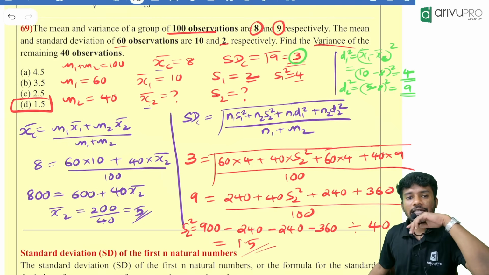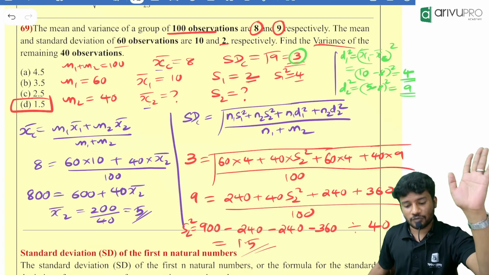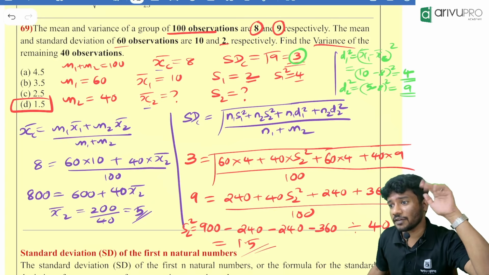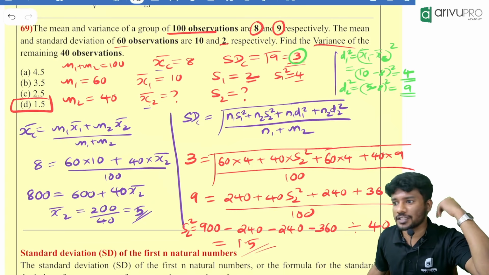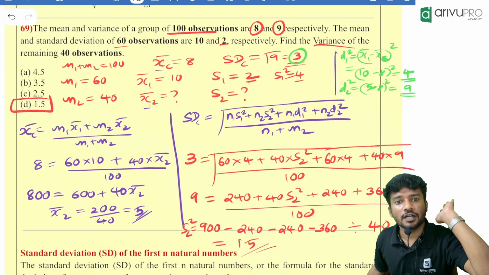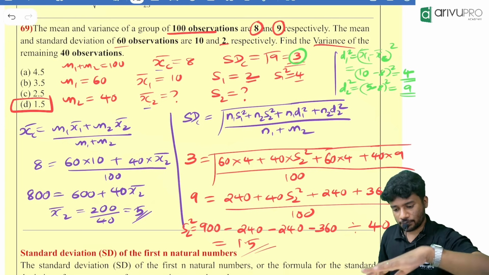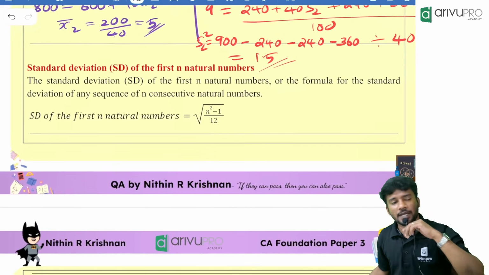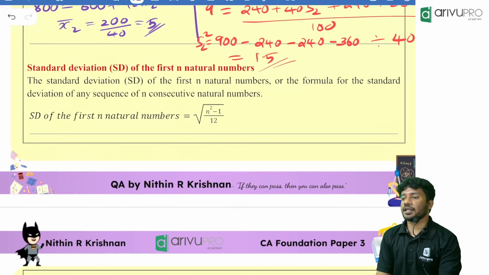Any doubt about what we did? We did nothing. We just did the combined standard deviation formula and we found one of the missing standard deviations. That's what we did over here. Got it, everyone? Now a shortcut, one of the most repeated questions. Make a note of it, people. Standard deviation of first n natural numbers.